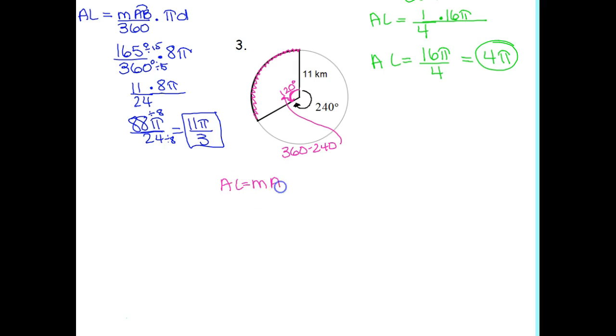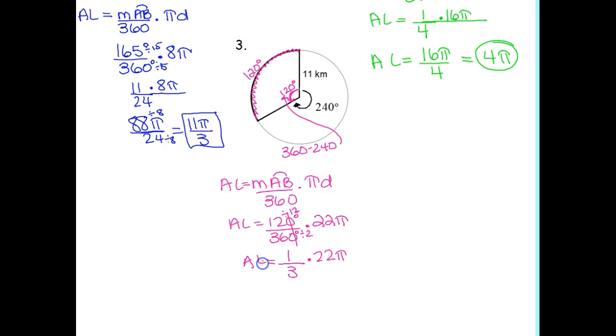Arc length is equal to the measure of arc AB over 360 times pi times diameter. In this case, if our angle is 120, that means that our arc is also 120. So we have arc length is equal to 120 degrees over 360 degrees times the diameter. We don't have the diameter, but we can find it just by doubling the radius, so this would be 22 pi. Again, these both have zeros on the end, so we can cancel the zeros out. 12 over 36, both of these are divisible by 12. So 12 divided by 12 is 1, 36 divided by 12 is 3, times 22 pi. Turn this into one big fraction, so our arc length is equal to 22 pi over 3.